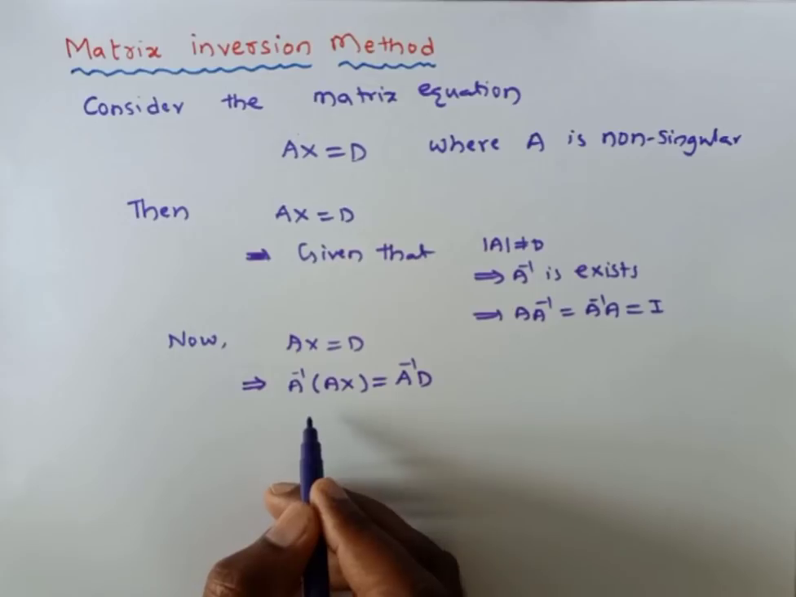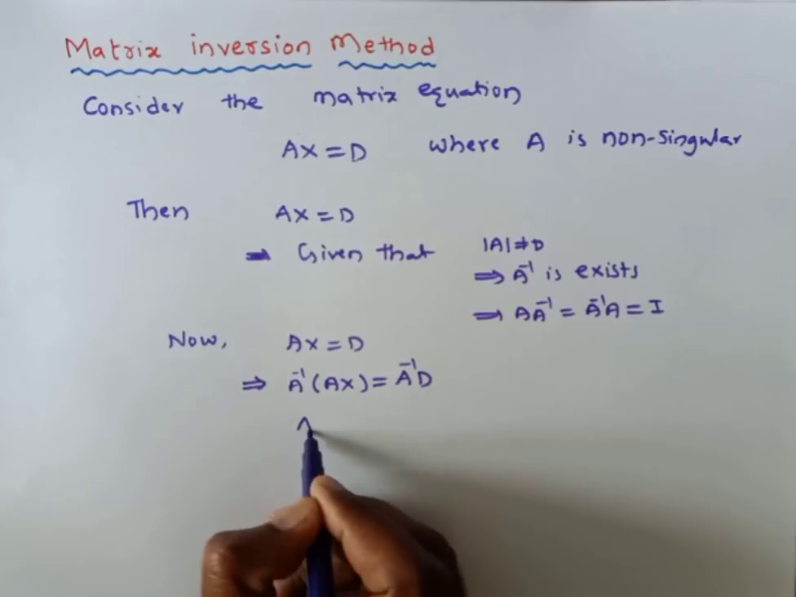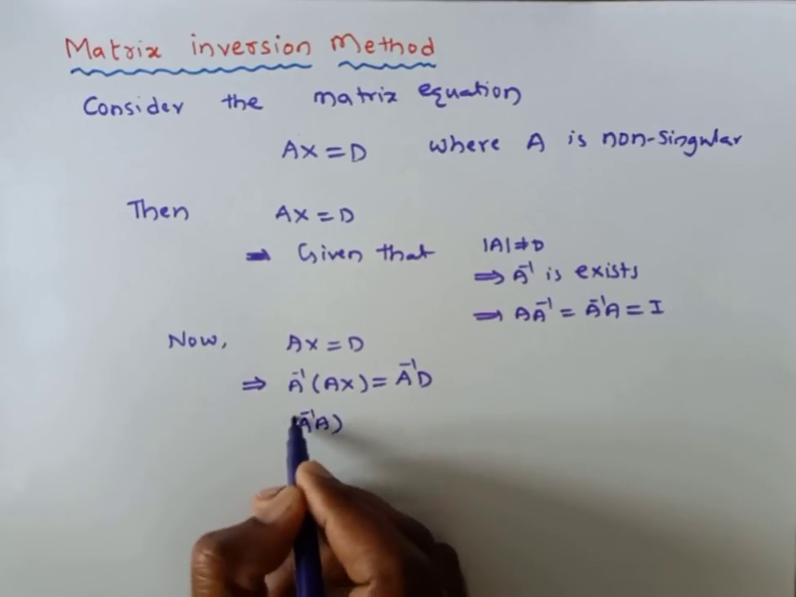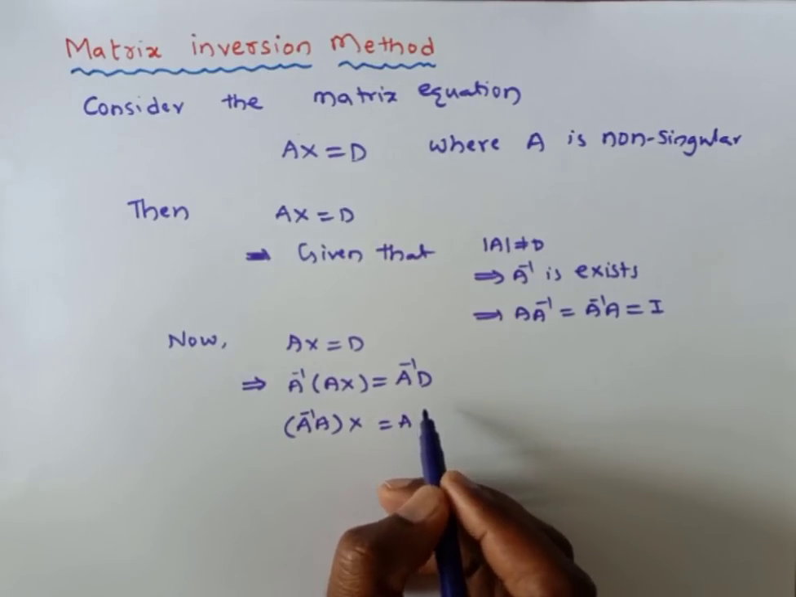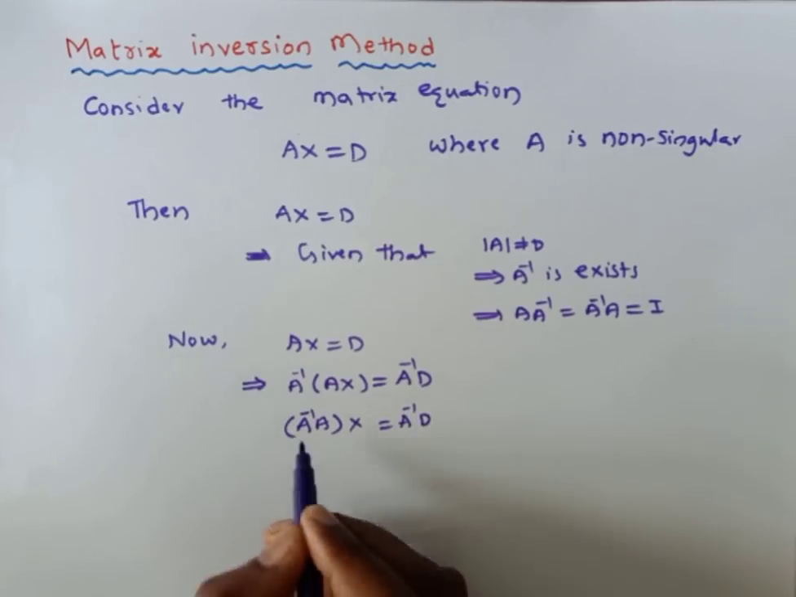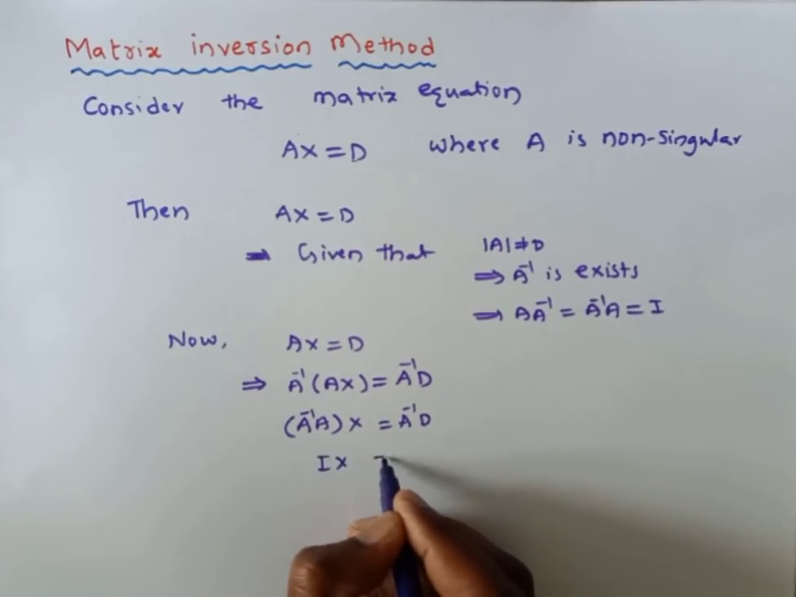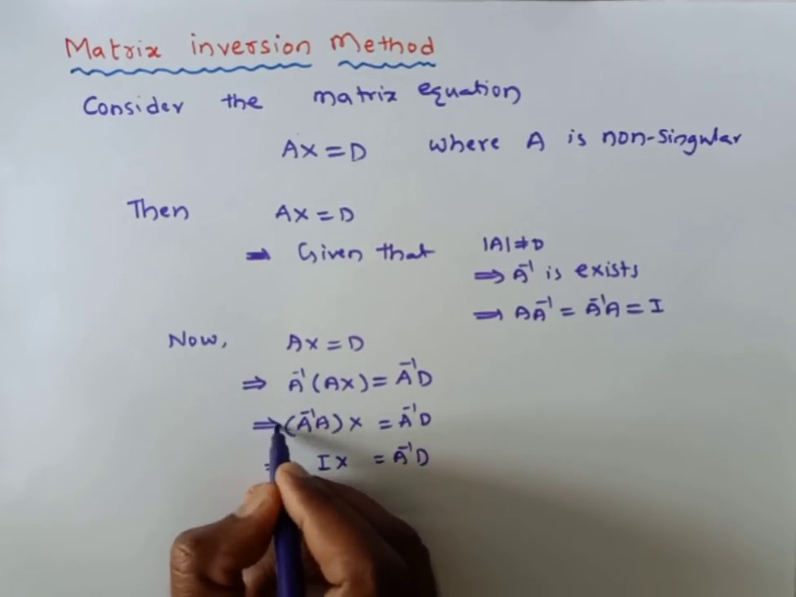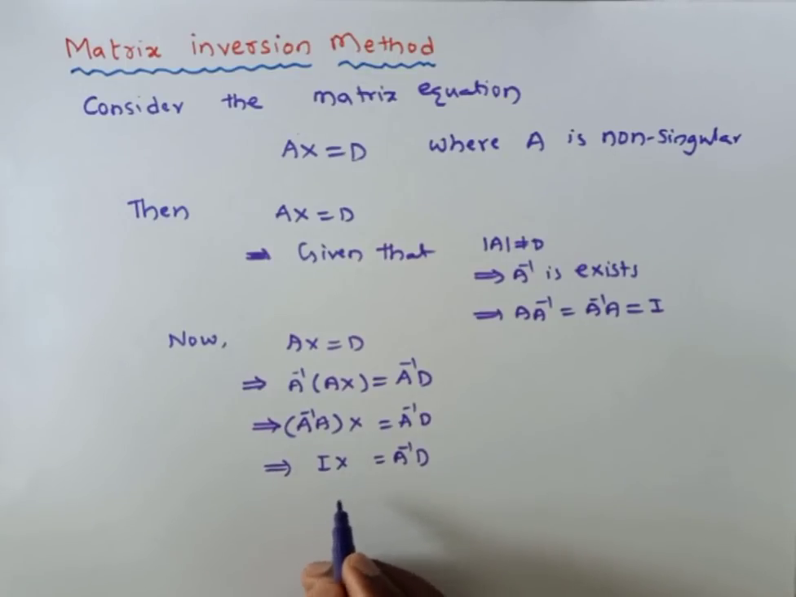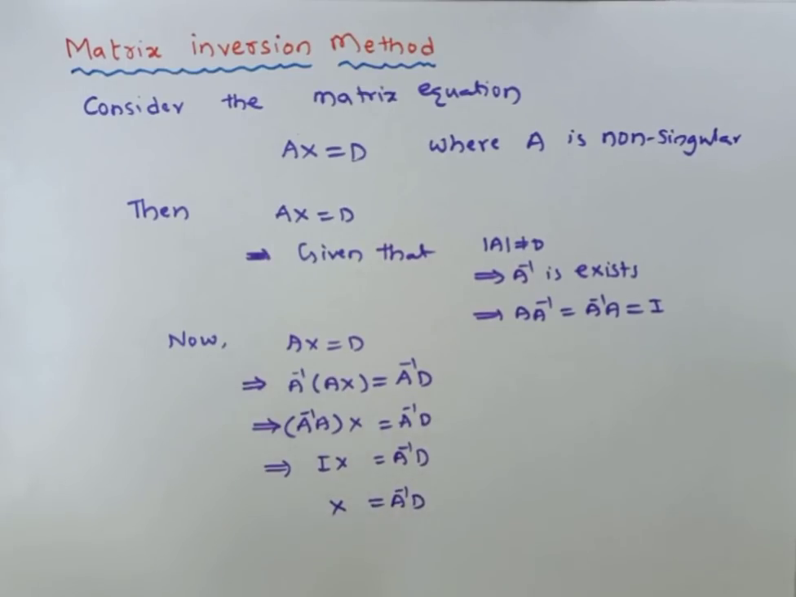Now, by associative law, associative means A of BC can be written as AB of C. So we can write this as A inverse into A of X is A inverse into D. Now A inverse into A is I. So I into X is A inverse into D. Now, identity matrix into any matrix is that matrix X only. X is equal to A inverse into D.